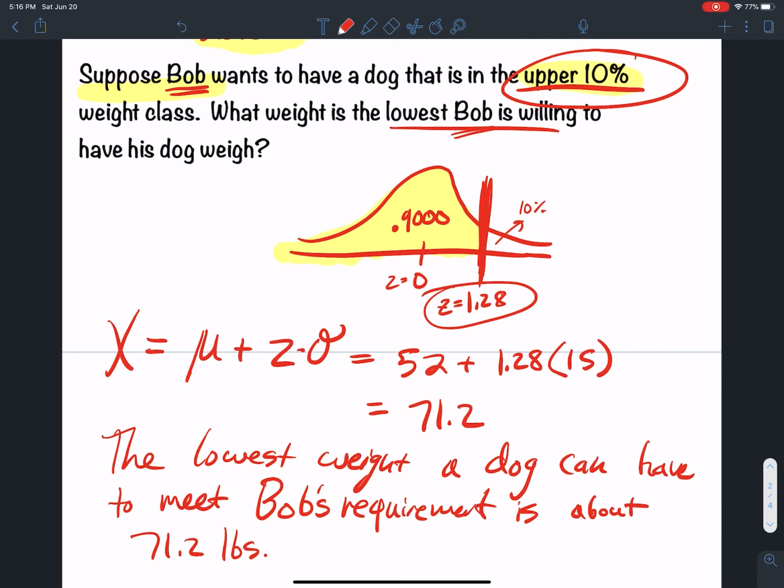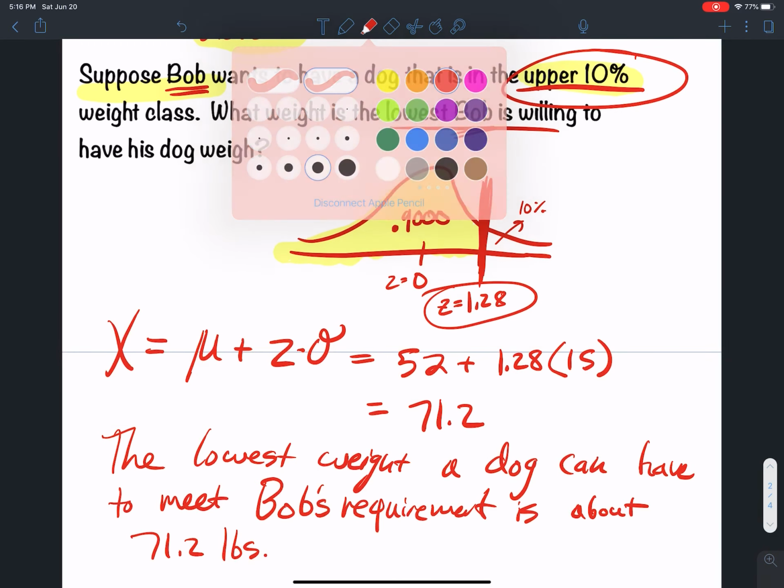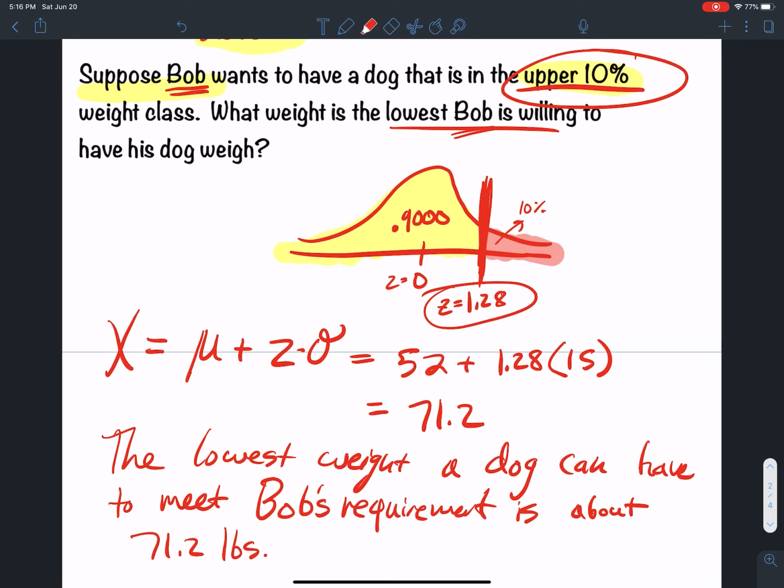This is the mark. Now, could your dog be more than 71.2 pounds? Sure. The dog could be 100 pounds and it would be in the upper 10 percentile. Okay? So this is more of a lower bound. This is the lowest number possible. So the lowest weight is the 71.2. You could have a dog that weighed 200 pounds if that's what you wanted. You'd definitely be in the top 10%. Okay? That's a huge dog. All right? That's like a little horse. All right, guys.